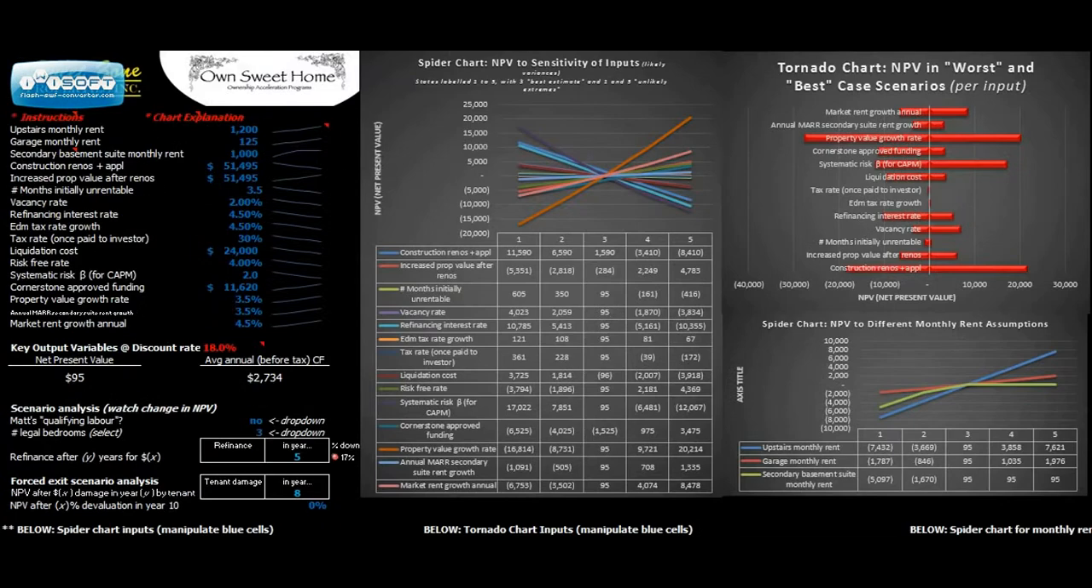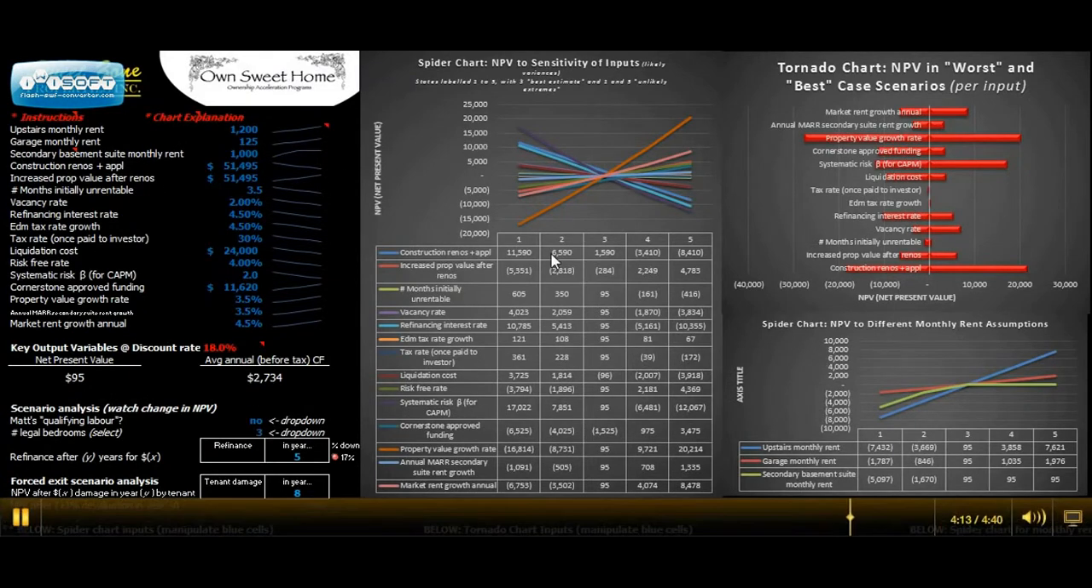So that's the basics of this model. I could go through the other steps, but you know what? You can probably figure it out yourself. I just wanted to show you more or less how the whole model works.